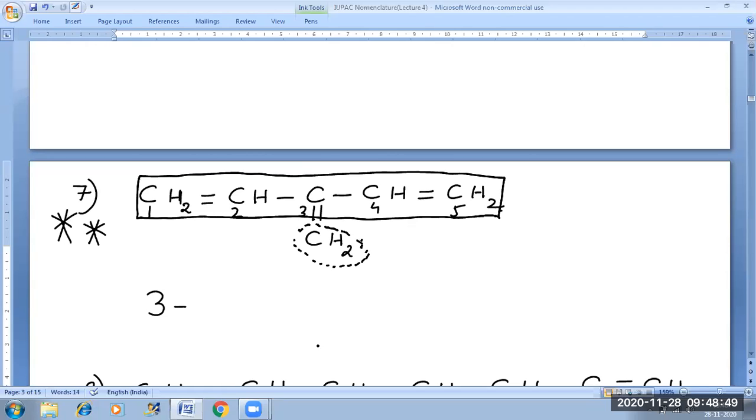So this is a very special case. Why? Because the substituent which is out is also connected via a double bond, right? This double bond CH2, double bond CH2. When a substituent is of this kind, double bond CH2, it is called methylidene.